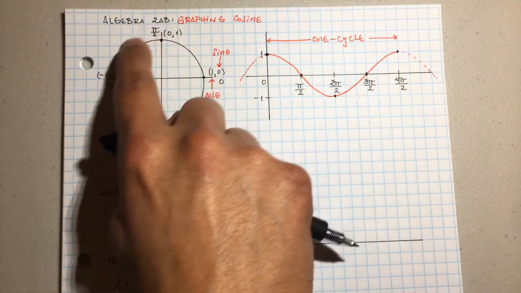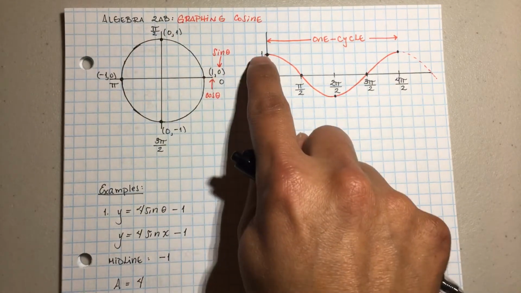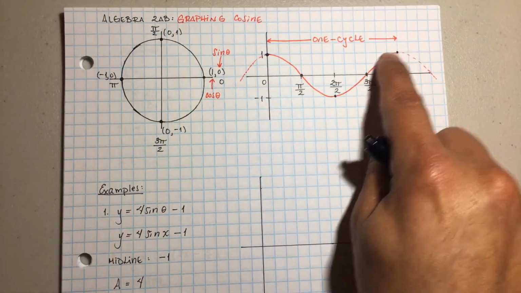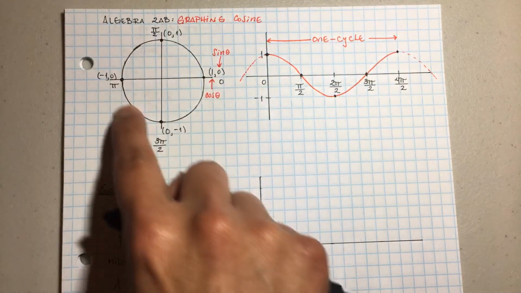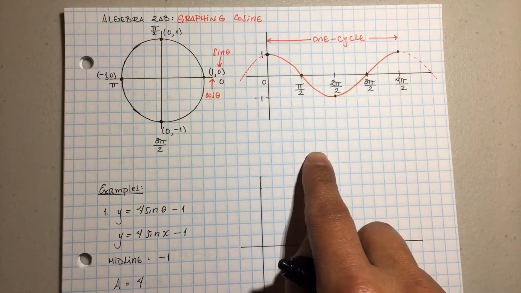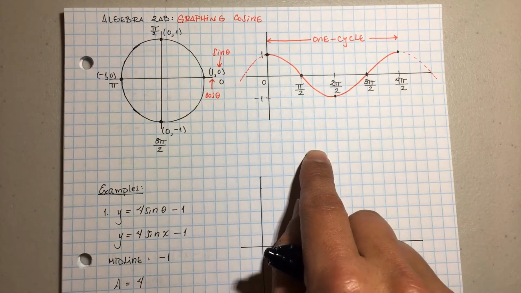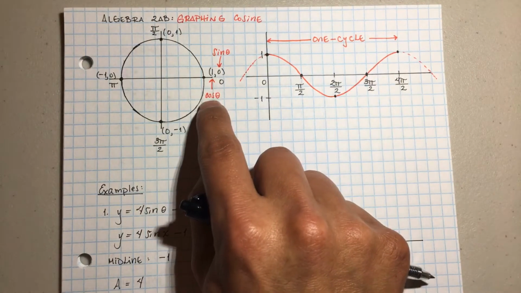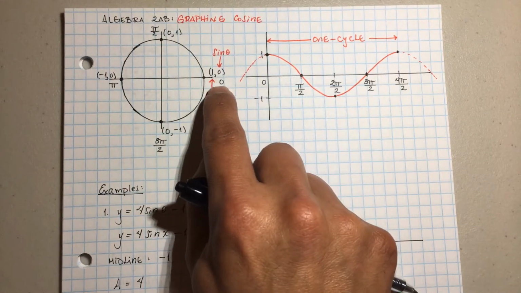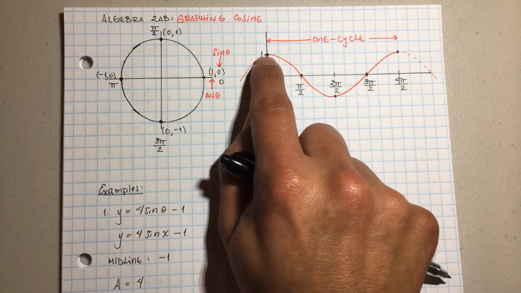So one turn around this circle gives us this wave, and we call this one cycle or one period because it takes one turn around the circle to complete the wave. Now when we graph the cosine wave, we're going to start at 1. So when it's 0 degrees or 0 radians, we start at 1.